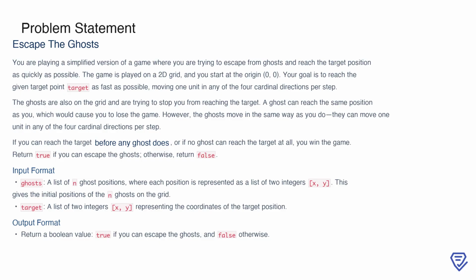If a ghost reaches the target before you, or if a ghost reaches the same position as you at the same time, you lose the game. However, if you can reach the target before any ghost does, or if no ghost can reach the target at all, you win. The task is to determine whether you can escape the ghosts and reach the target safely. You will return true if you can escape and false otherwise. The input consists of an array of ghost positions and the target's coordinates, while the output is a Boolean value indicating whether or not you can win the game.